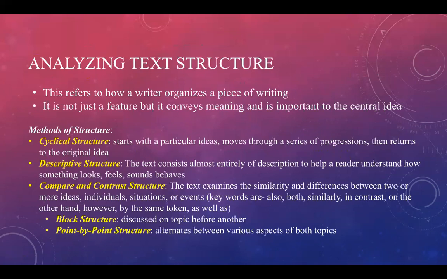So here's a couple of different methods. The first one is a cyclical structure. It starts with particular ideas, it moves through a series of progressions, and then it returns to the original idea. You've probably been taught this in your writing classes, in your language classes, time and time again. In the opening paragraph you introduce the main theory or the main theme or the main concept, the main characters, and then you build your story in the middle, and then at the end you have to make sure that your conclusion addresses what it was that you started with at the beginning.